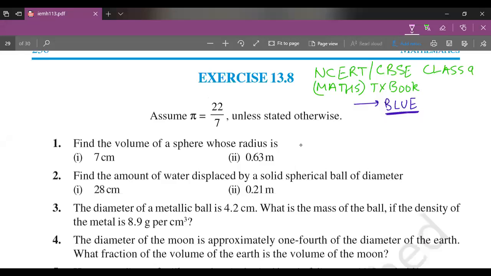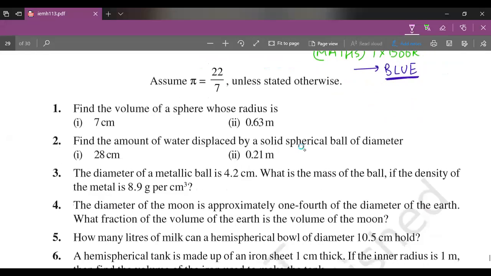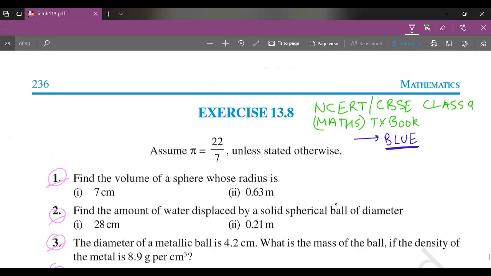Okay, so today we are going to solve exercise 13.8 of chapter 13, surface area and volume. I'll be doing some sums, namely the first sum, the second sum, the third sum, the fourth sum, and the fifth sum. I have referred to all these problems from the NCERT CBSE class 9th maths textbook. For a more accurate description, it is blue in color, so you can refer to it more easily.